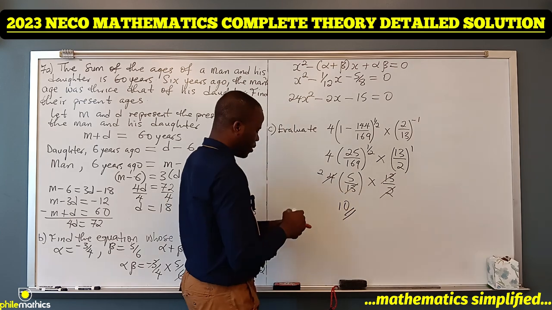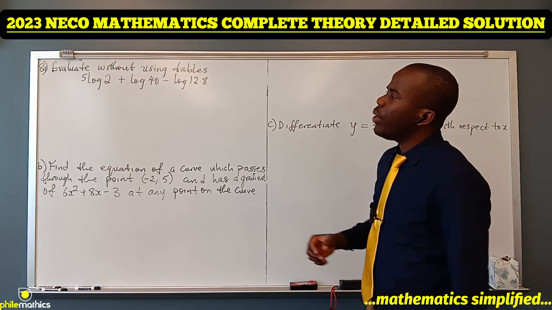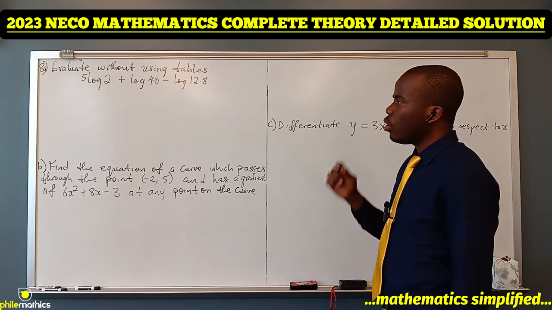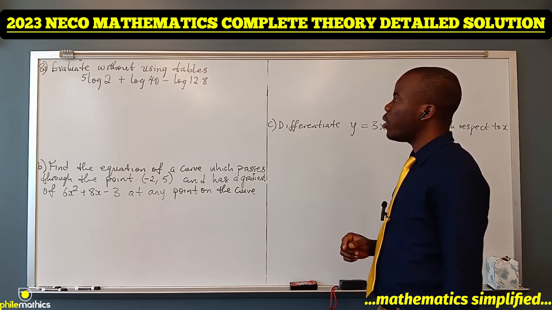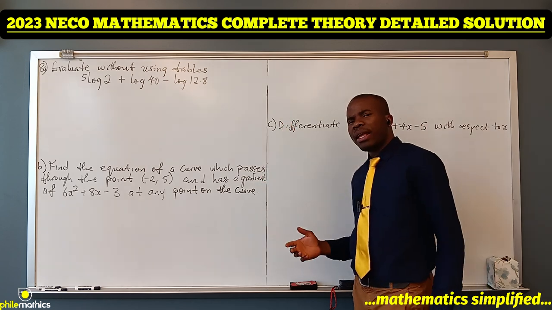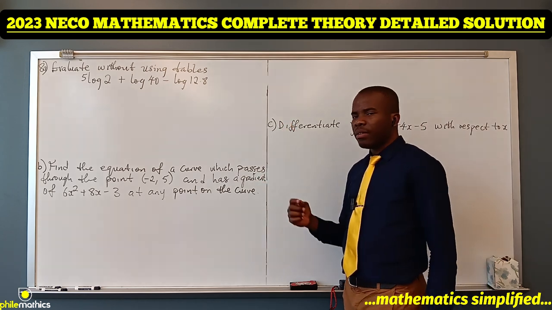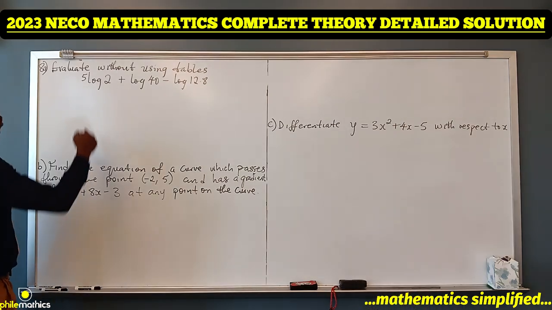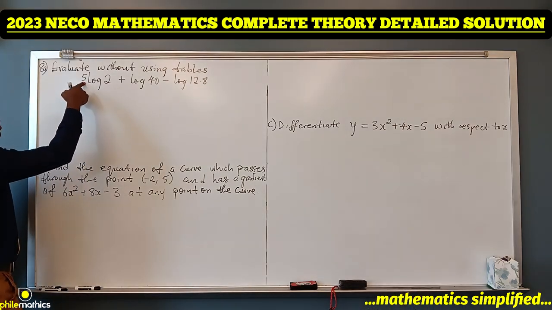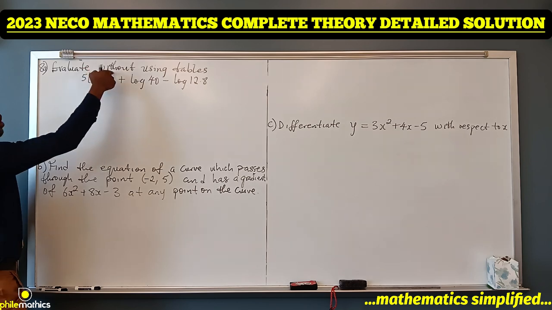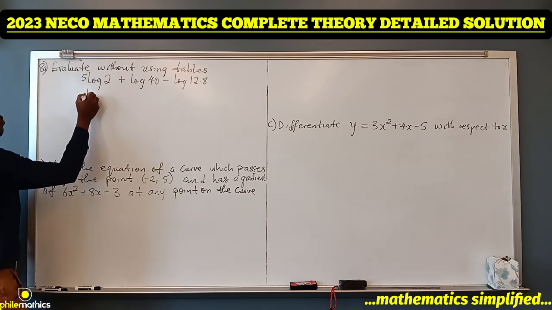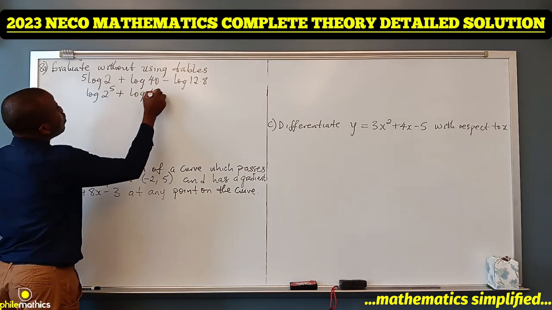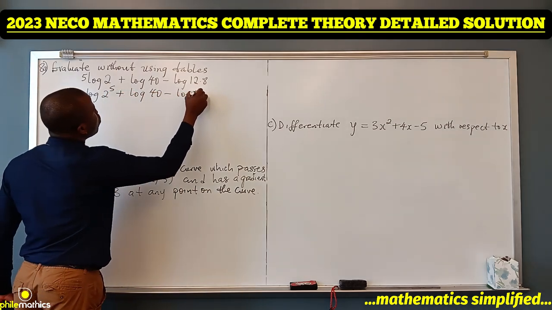So this is 10. Question A says evaluate without using tables. 5 log 2 plus log 40 minus log 12.8. When you are given a logarithm like this, without a specified base, the base is assumed to be base 10. From laws of logarithm, this 5 that is in front of log 2 has to go to the power. So we have log 2 to the power 5 plus log 40 minus log 12.8.